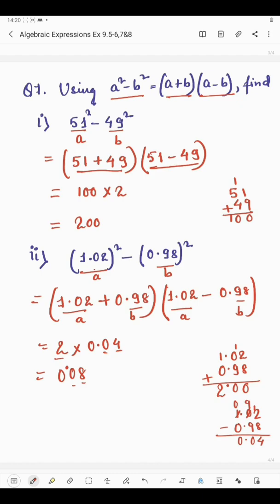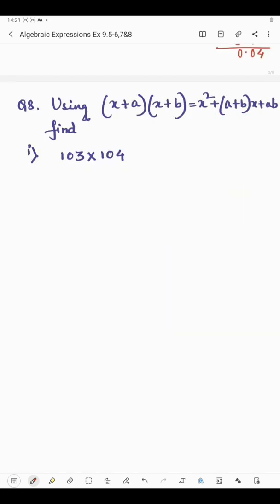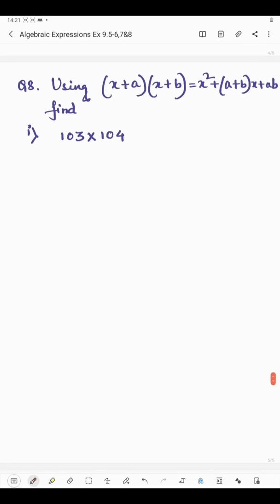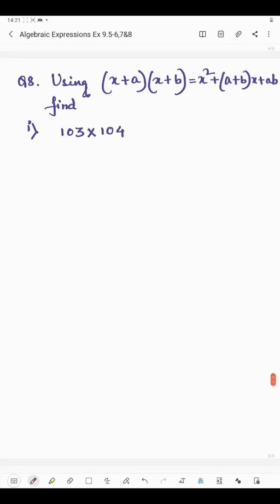Now coming to question number 8, which is the last question of this chapter. Now question number 8 says, using x plus a into x plus b, which is x square plus a plus b into x plus ab, we will have to find. In the first part we have 103 into 104. So here 103 can be written as 100 plus 3. Now multiply sign is there. Now 104 can be written as 100 plus 4.